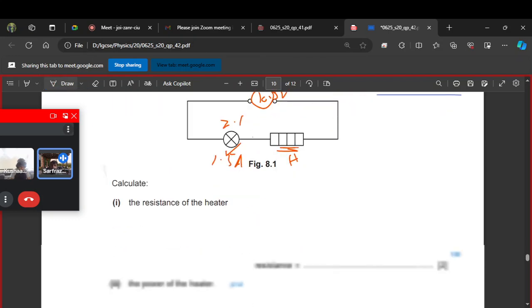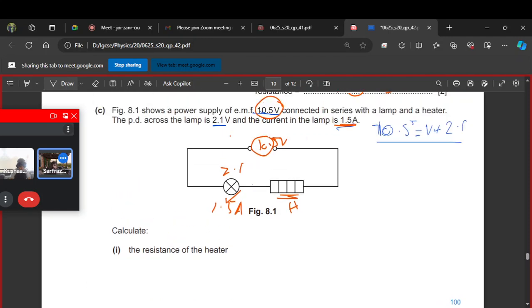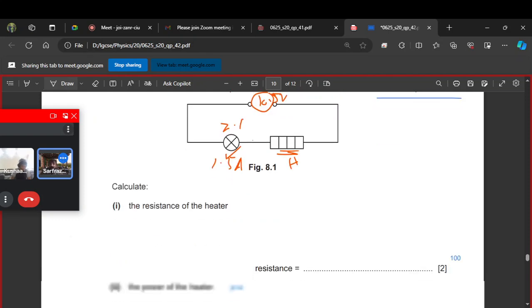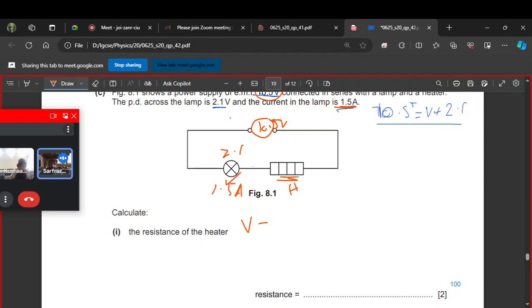The question says calculate the resistance of the heater. So how will you calculate it? First you will calculate the potential difference for the heater. How will you calculate it? 10.5 minus 2.1. Yes, 2.1 is the potential difference of the lamp. Then the voltage for the heater is 10.5 minus 2.1. What is the value?